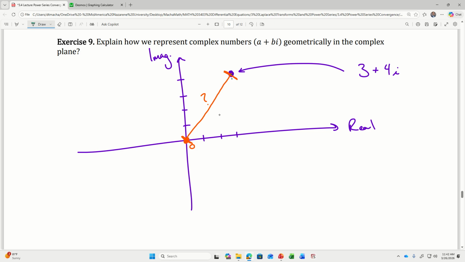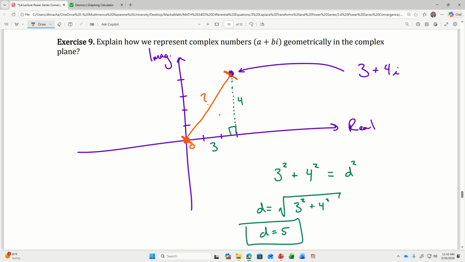You're right that I'm going to use the Pythagorean theorem, because I could draw a little right triangle like this. And this side of the triangle is 3, this side has length 4, and the Pythagorean theorem says 3 squared plus 4 squared is going to be that straight line distance squared. And so my distance is going to be the square root of the real part squared plus the imaginary part squared. So that distance in the plane is 5.